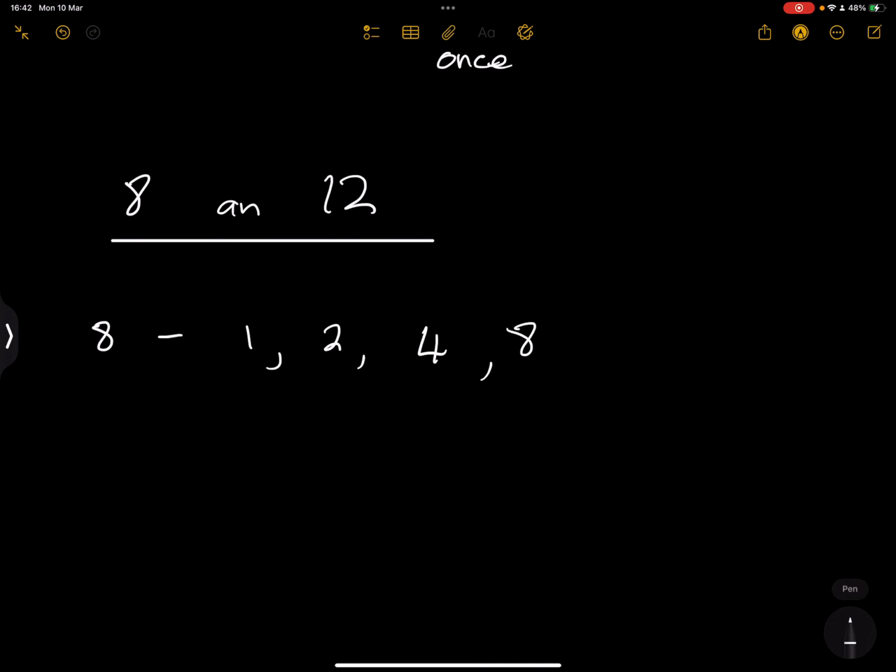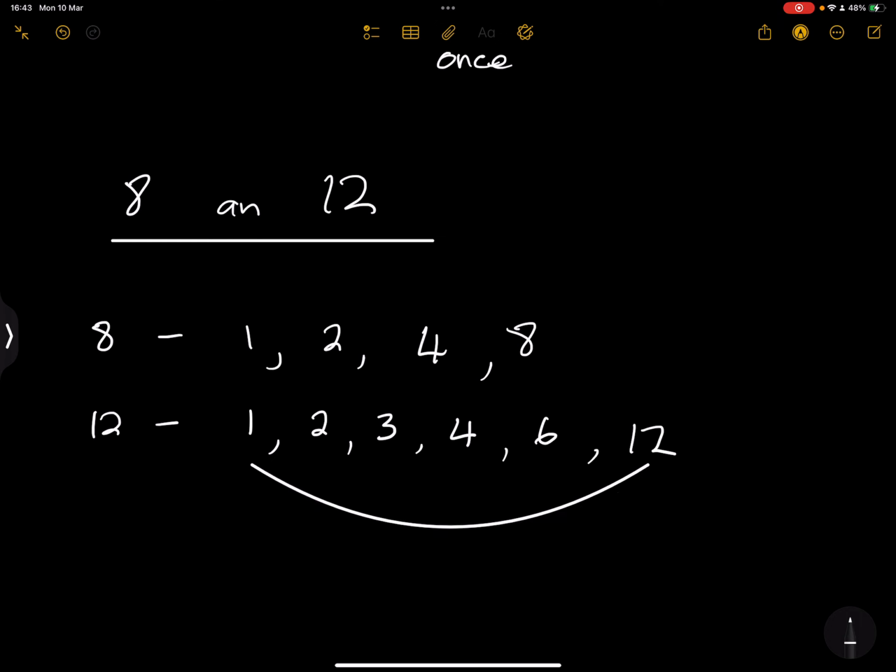But what about 12? What are the factors of 12? We've got 1, 2, 3, 4, 6, and 12. Note once again, 1 multiplied by 12 should give me 12. 2 multiplied by 6 should give me 12. And 3 times 4 should give me 12. So I've listed them in ascending order in the correct manner.